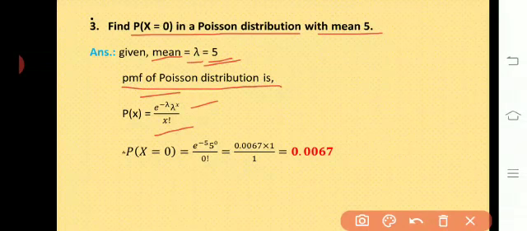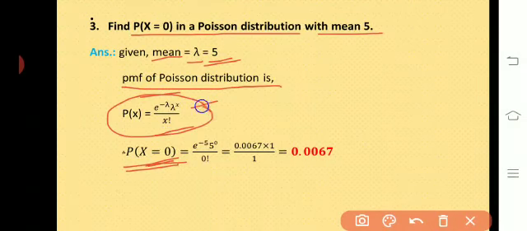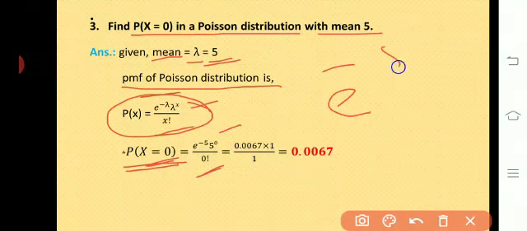Therefore, probability of x equal to 0. Here lambda is equal to 5 and x is equal to 0. Now put x equal to 0 and lambda equal to 5 in this probability mass function. Then you will get probability of x equal to 0, which is equal to e raised to minus 5, that is value of lambda, into lambda raised to 0, means 5 raised to 0, upon x factorial, means 0 factorial. If you simplify further, then you will get e raised to minus 5.